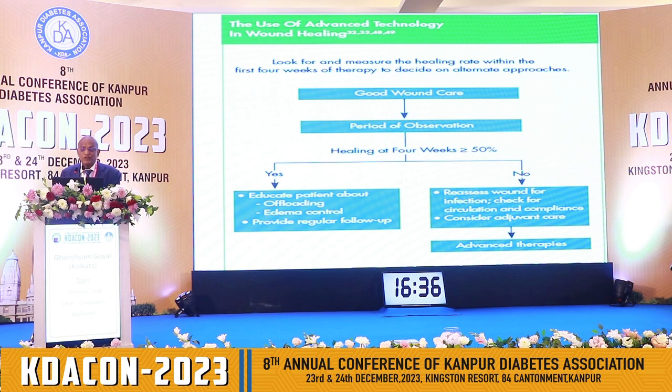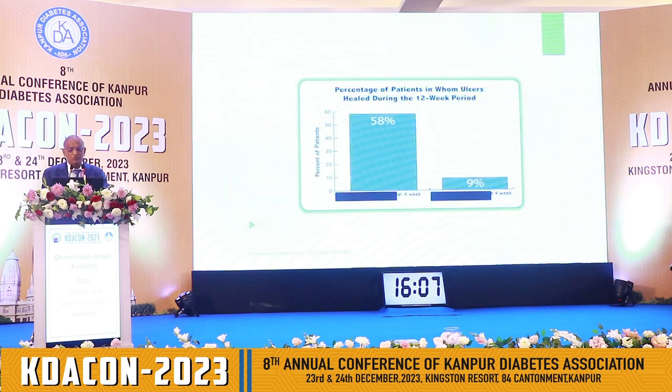And this is the use of advanced technology of wound healing. Just measure the reduction in the size of the ulcer: 15% every week or 50% in 4 weeks. If everything is fine, continue the same. If the patient is not having adequate healing, less than 50% in 4 weeks, then you have to assess and reassess, check for infection, circulation, and compliance, and if everything is fine, then advance to the advanced modalities. This is known as percent area reduction.